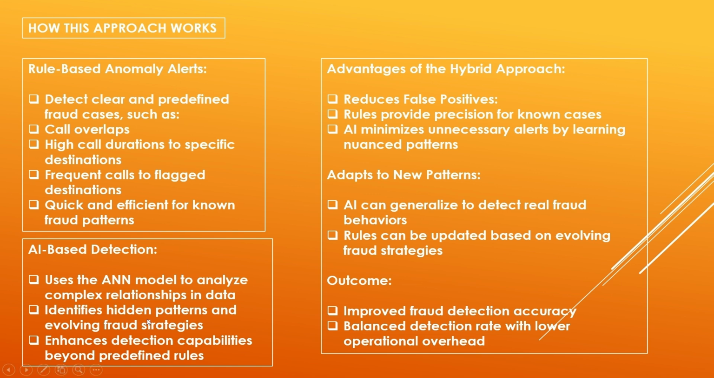So quickly, I will tell about AI-based detection. Use the ANN model, artificial neural network, to analyze complex relationship data, and identify hidden patterns in evolving fraud strategy. These points I have also elaborated in previous projects. It enhances detection capabilities beyond predefined rules. As I told you in the last project, the auto threshold final model was finding hidden patterns.